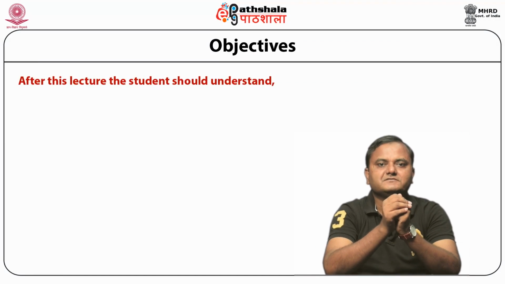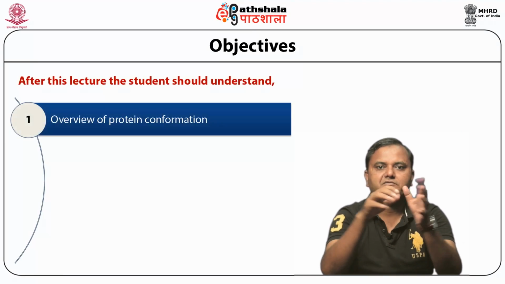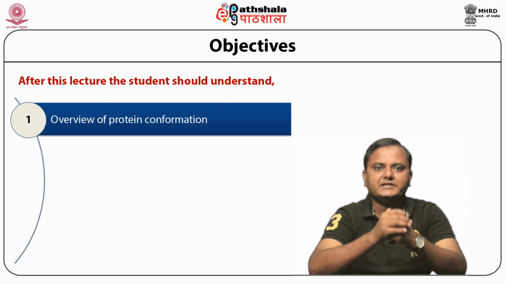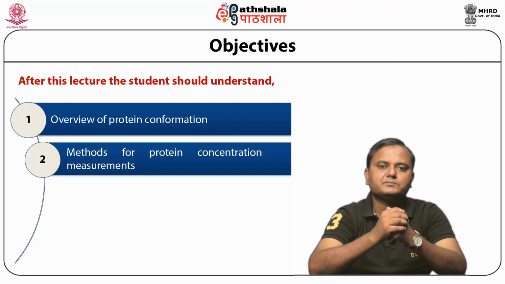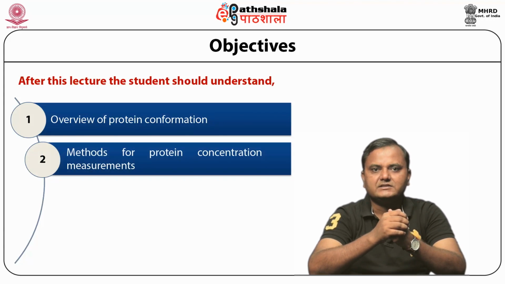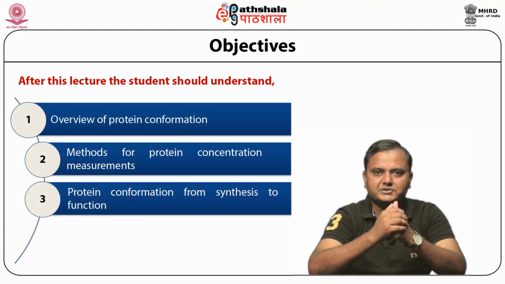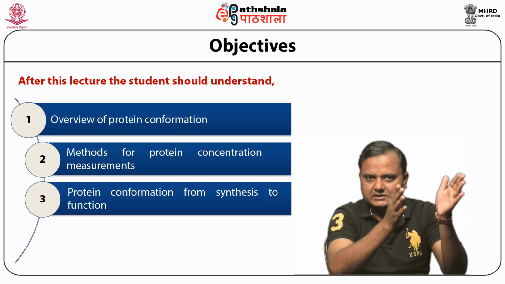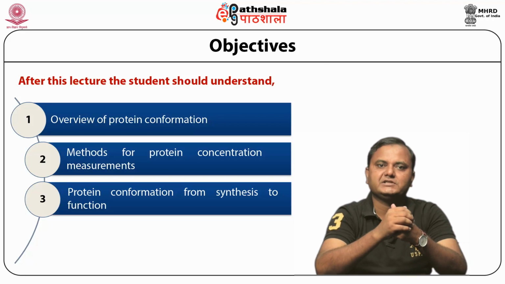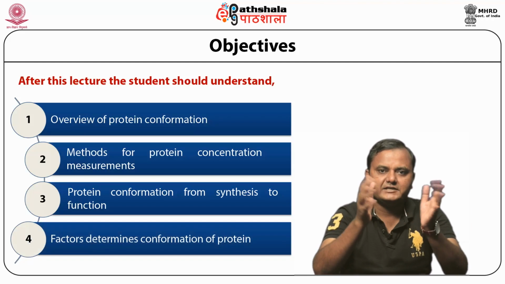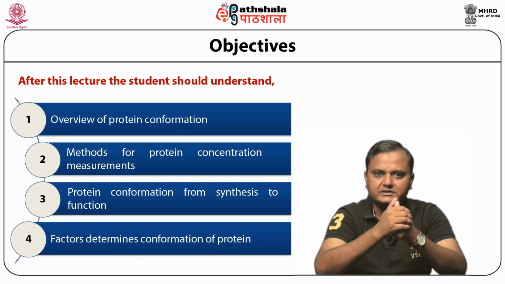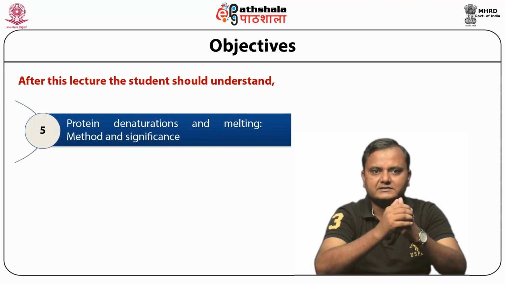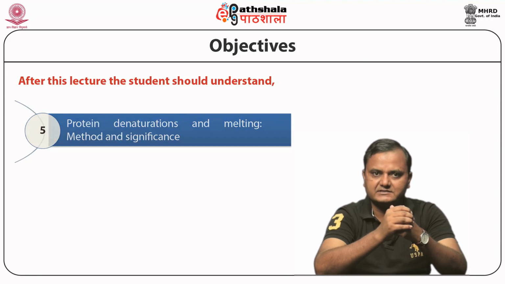After this lecture, the students will be able to understand an overview of the protein conformation, what the protein structure is and how it forms its conformation. Then we discuss the methods used for protein concentration measurements. Then we talk about the protein conformation from synthesis to function, right from the synthesis of the protein in the cell and then how it achieves its function. Then we talk about the factors that determine the conformation of the protein, and at last we discuss protein denaturation and melting, especially the methods and its significance.